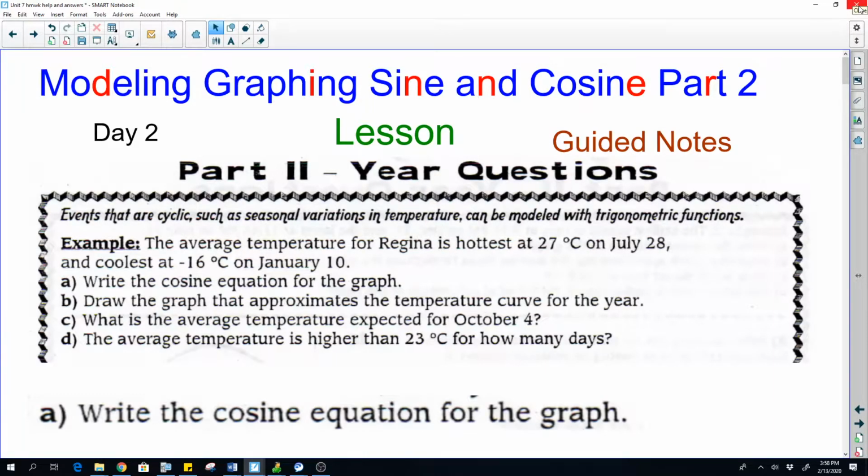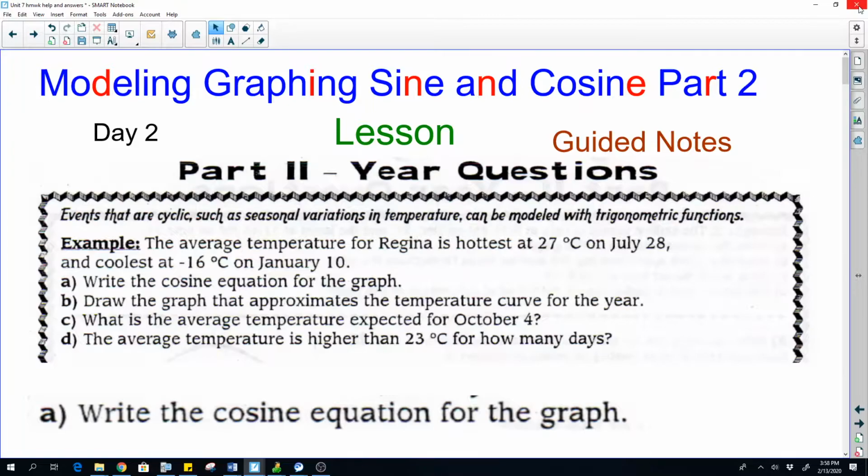Okay, so this is actually the guided notes. Then we'll jump to homework 4 and then homework 3. We really want to help you understand these harder modeling problems. There'll be one of these on the test. Events that are cyclic, such as seasonal variations in temperature, can be modeled with trig functions.